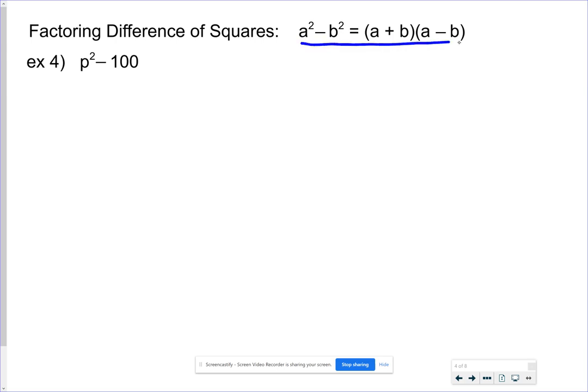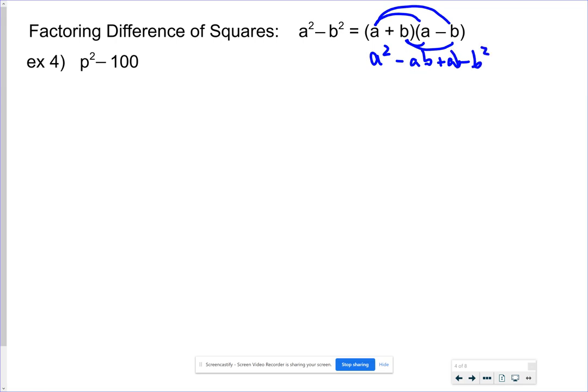a squared minus b squared equals a plus b times a minus b. Something we have not talked about yet, but it's super useful. Where does that formula come from? Well, a times a is a squared. There's a negative ab. There's a plus ab. And there's a minus b squared.